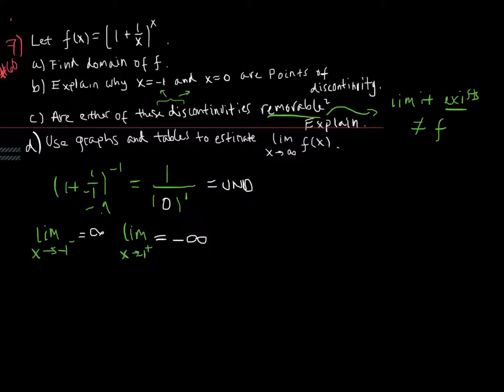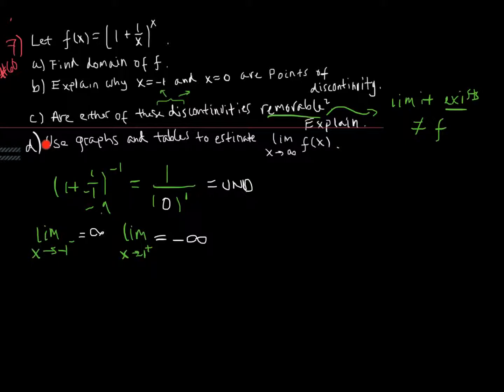What about 0? So for 0, if you plug in 0, you get something that's undefined. And what I encourage you to do there is to make a table of values for what happens as you are approaching 0 from both the left and the right, and you'll find that you are approaching the same value. So it is a removable discontinuity at x equals 0.